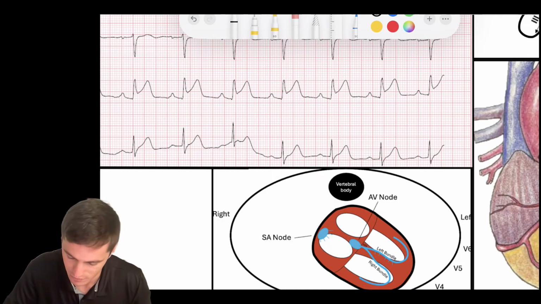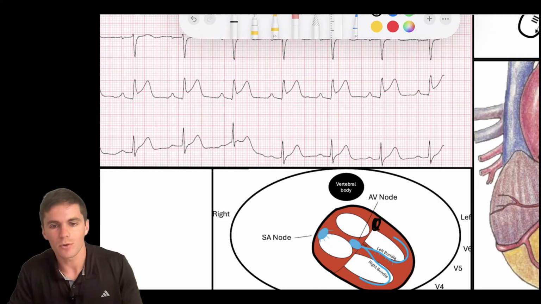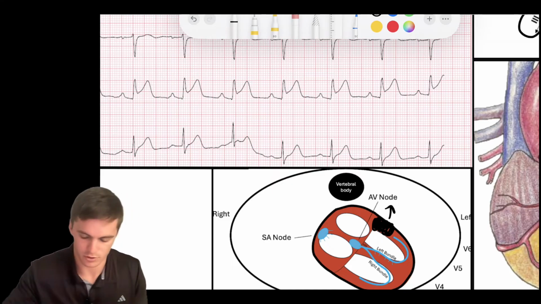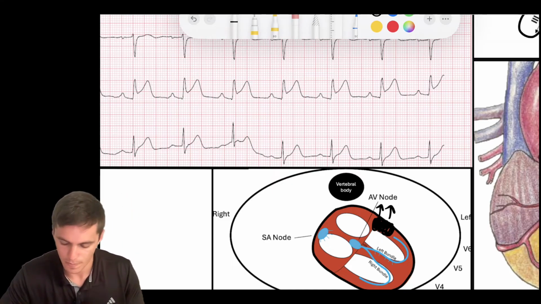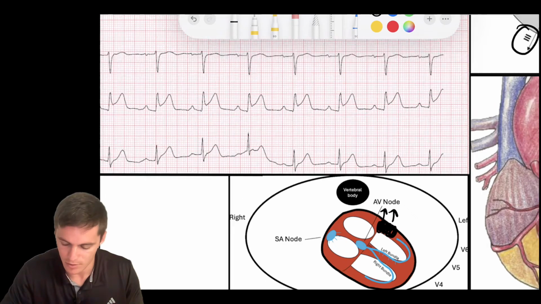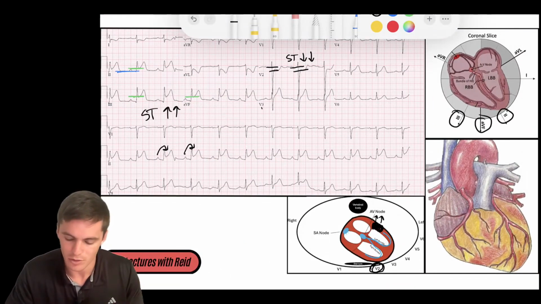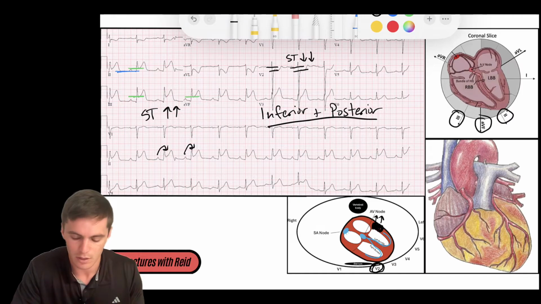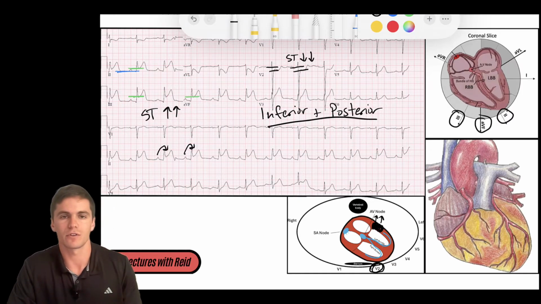ST segment depression in V2, remember we said that sometimes posterior involvement of a myocardial infarction would produce, oops, I just dropped my pen, would produce ST segment changes in the opposite direction in V2. So maybe I've got posterior involvement. So far I'm seeing inferior and posterior involvement in this myocardial infarction.